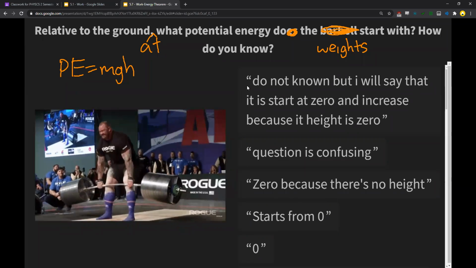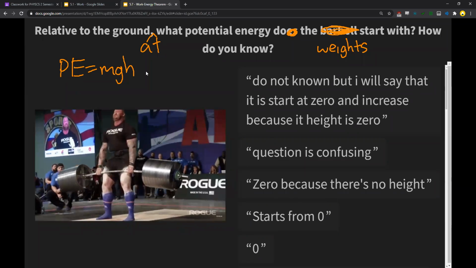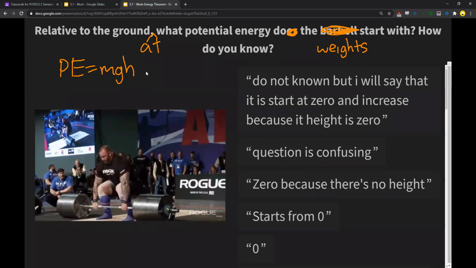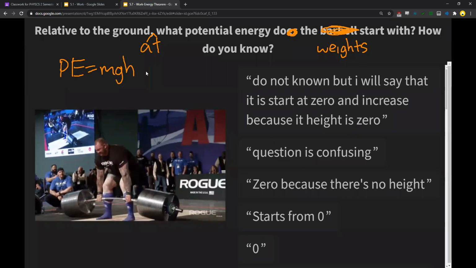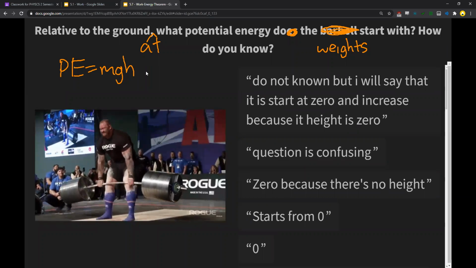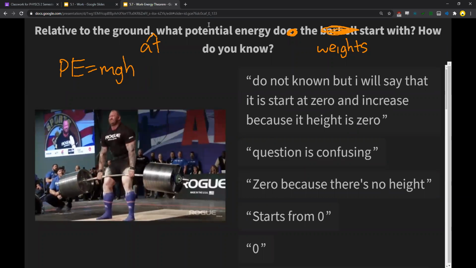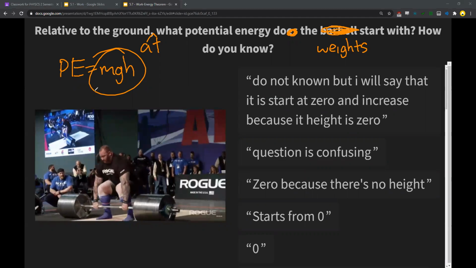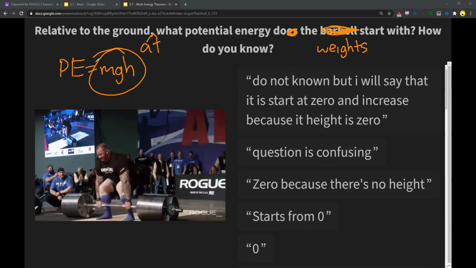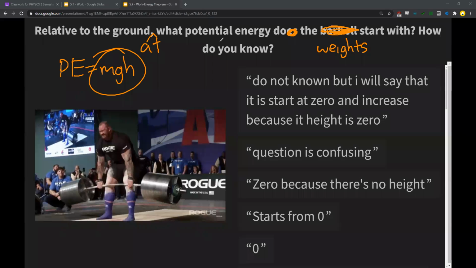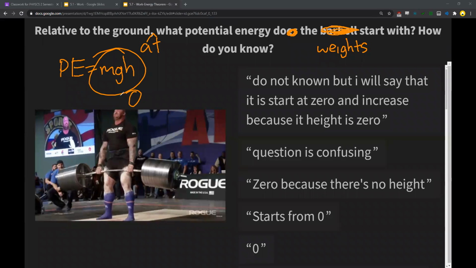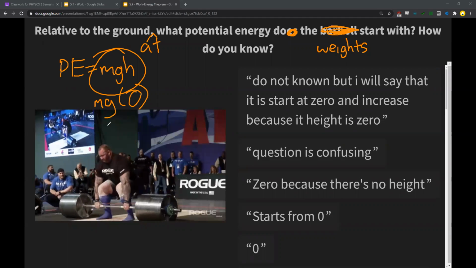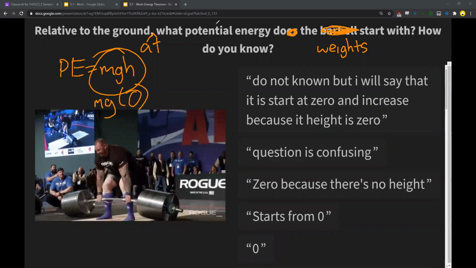This is very worrisome because we've been dealing with gravitational potential energy since lesson 5.3. If you're still struggling with this formula, you really do need to step it up. If your height is 0, everything else is 0. You don't have any potential energy.